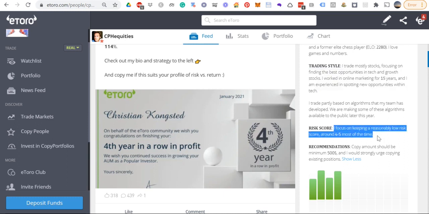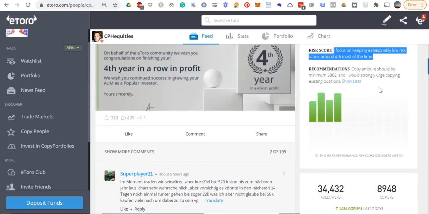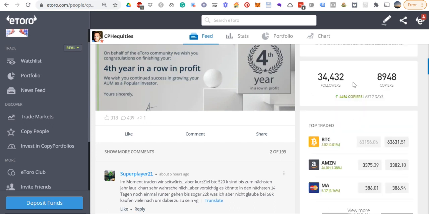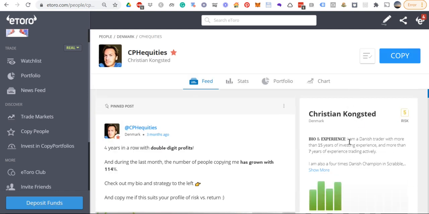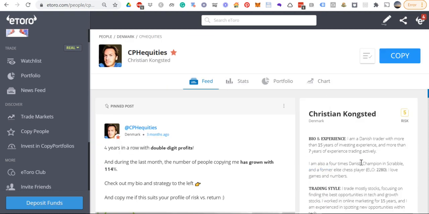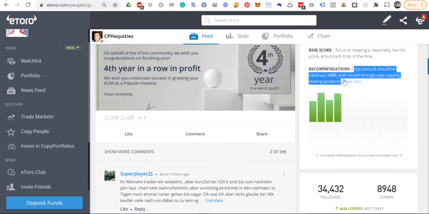Risk score: focus on keeping a reasonably low risk score, around 4 to 5 most of the time, and we saw that in the stats. So he's thinking about risk, he's managing risk, which is good. And then you'll usually find at the bottom, let's go back, copy amount should be minimum $500. I would strongly urge copying existing positions. We'll come on to that when I actually place my copy trades, or my copy positions. You'll see me copying existing positions probably, but we'll come on to that. So definitely read through that.